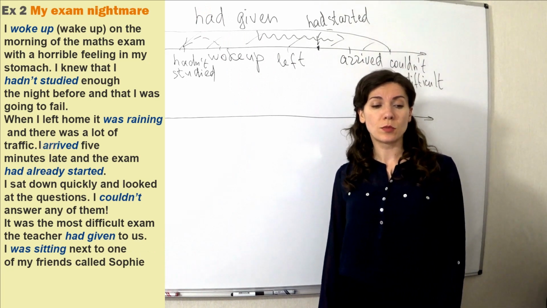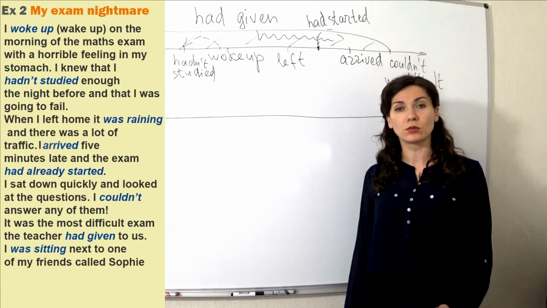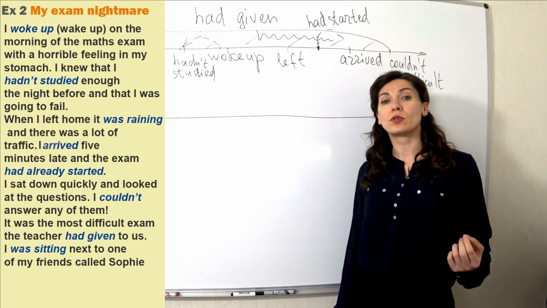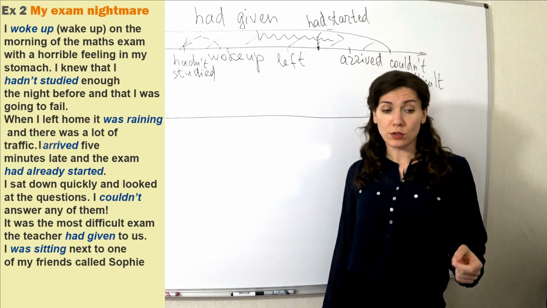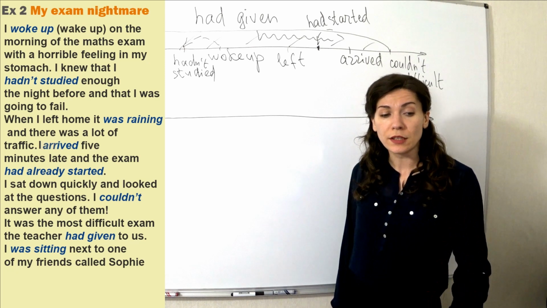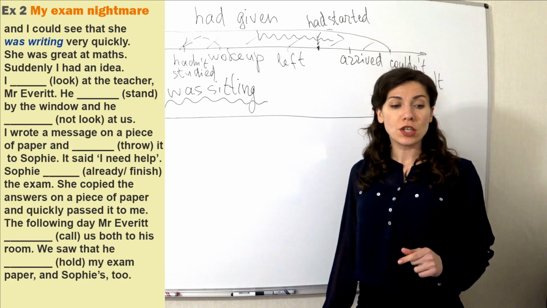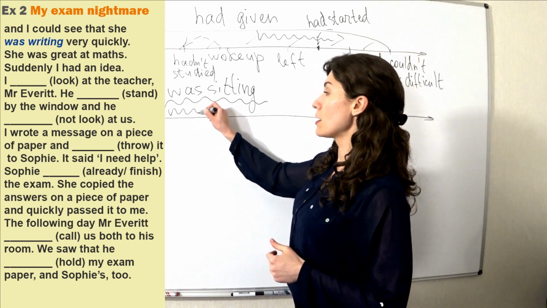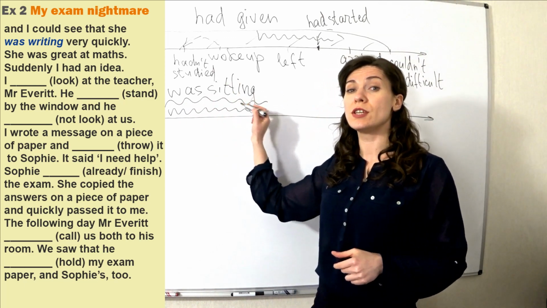I was sitting next to one of my friends called Sophie, or I sat next to one of my friends called Sophie. The action of sitting is perceived by native speakers as the process. No, it's not the same as to sit down, because look at the previous paragraph. There, he or she says, I sat down quickly and looked at the questions. And I could see that she was writing very quickly. She was writing, another process. As I was sitting, I could see that she was writing. I could see is a state.